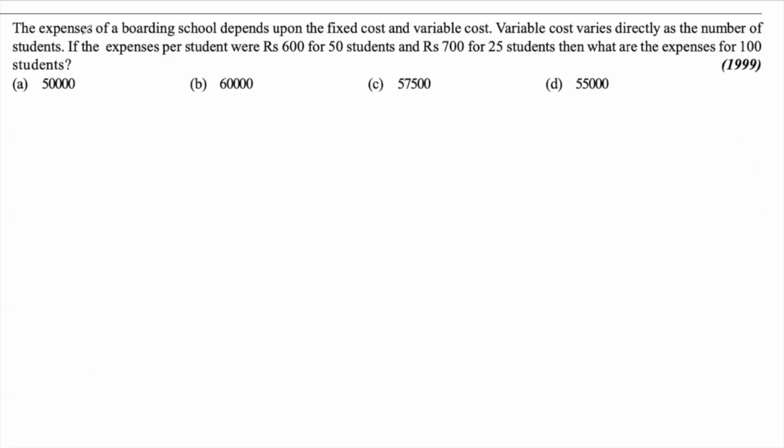So the question tells me the expenses of a boarding school depends upon the fixed cost and the variable cost. Variable cost varies directly as the number of students. So there's a fixed cost, let's call that rupees K, and variable cost, let's call that rupees X per student. So what is the total expense of the boarding school? The total expenses would be the fixed cost K plus number of students N multiplied by the variable cost X.